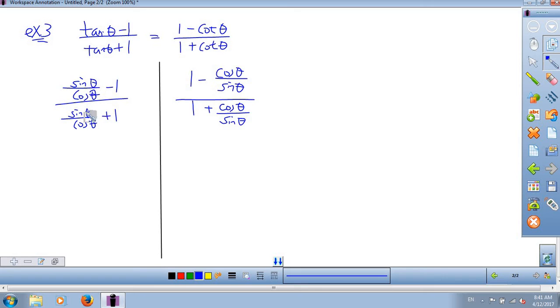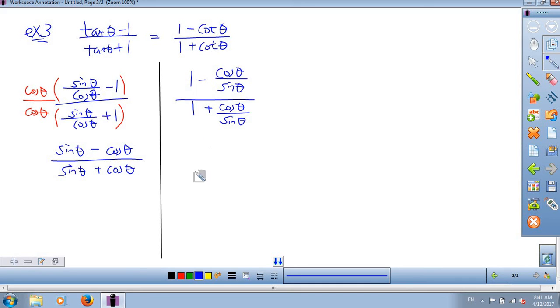Now look at the complex fractions. The denominator is cosine, cosine. So what we have to do is remove those cosines. We can multiply both the numerator, the top, and the bottom, by cosine. Now let's see what happens. That way it will become sine theta minus cosine theta in the numerator, and cosine times sine divided by cosine, the cosine cancels out. So here will be sine theta plus cosine theta, because this cosine times 1 you distribute, so that becomes cosine.